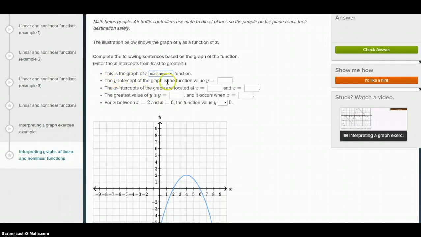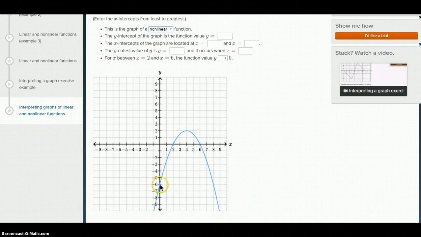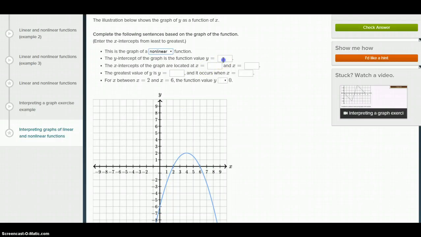And the y-intercept of this graph, so y-intercept means what's the y value when x equals 0. So the y-axis right here in the middle is where x equals 0, and we go down and this function intercepts the y-axis at negative 6.